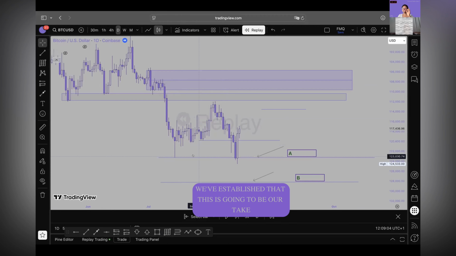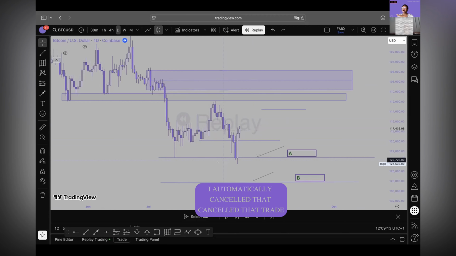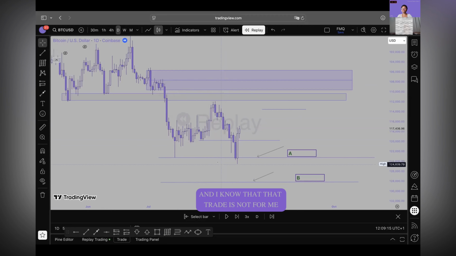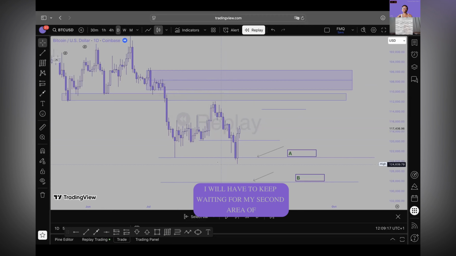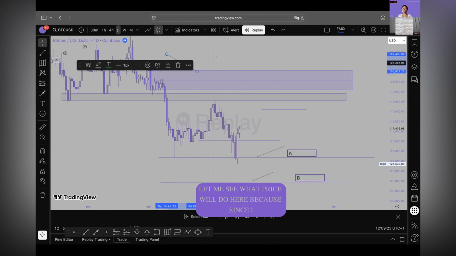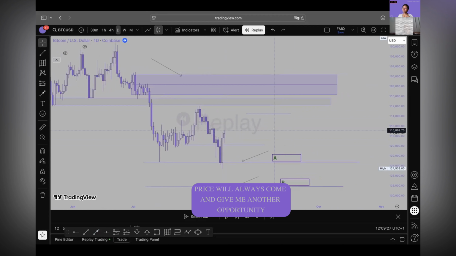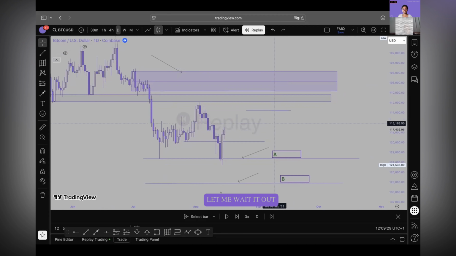Now, since we've established that this is going to be our take profit, and price has broken here, price has not even given us any indication for us to continue. Instead, it even came into my take profit. I automatically cancel that trade. I know that trade is not for me. I will keep waiting for my second area of interest, which is this one. Let me see what price will do here. Since I know that price will always come and give me another opportunity, let me wait it out.